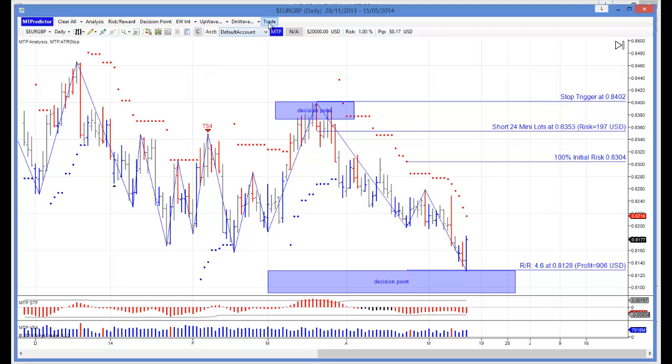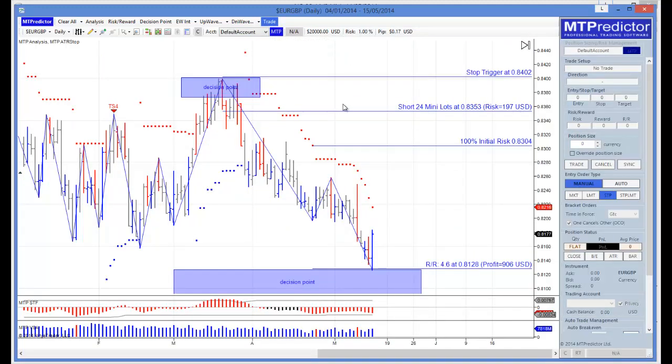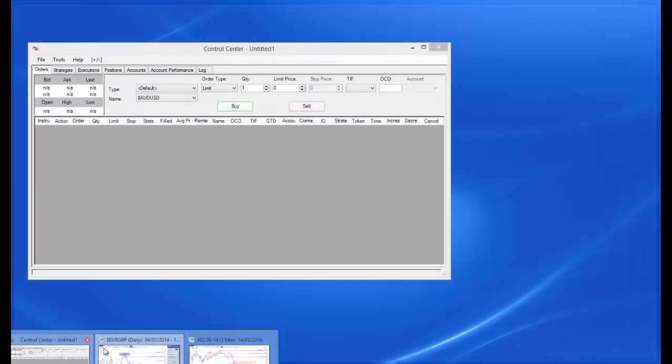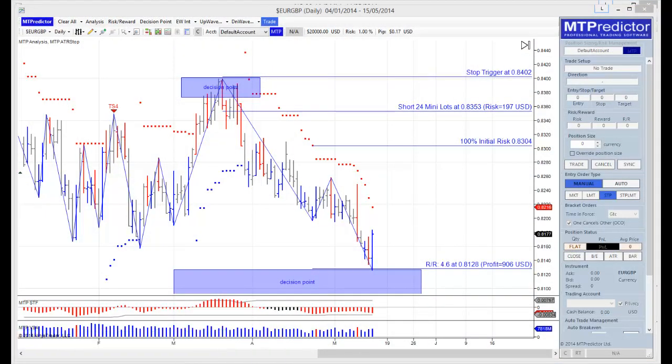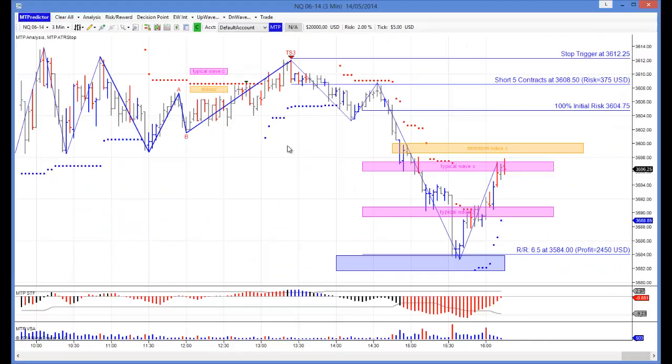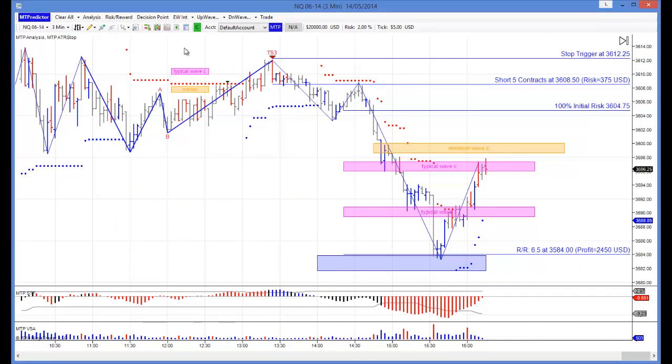I'll also cover the trade module. This is a great tool here, let's just go back to a live chart. If you hang on a second, I'll just connect to a live chart. Right, there we go. I've just connected to a live chart. I'll just go back to this NQ chart.